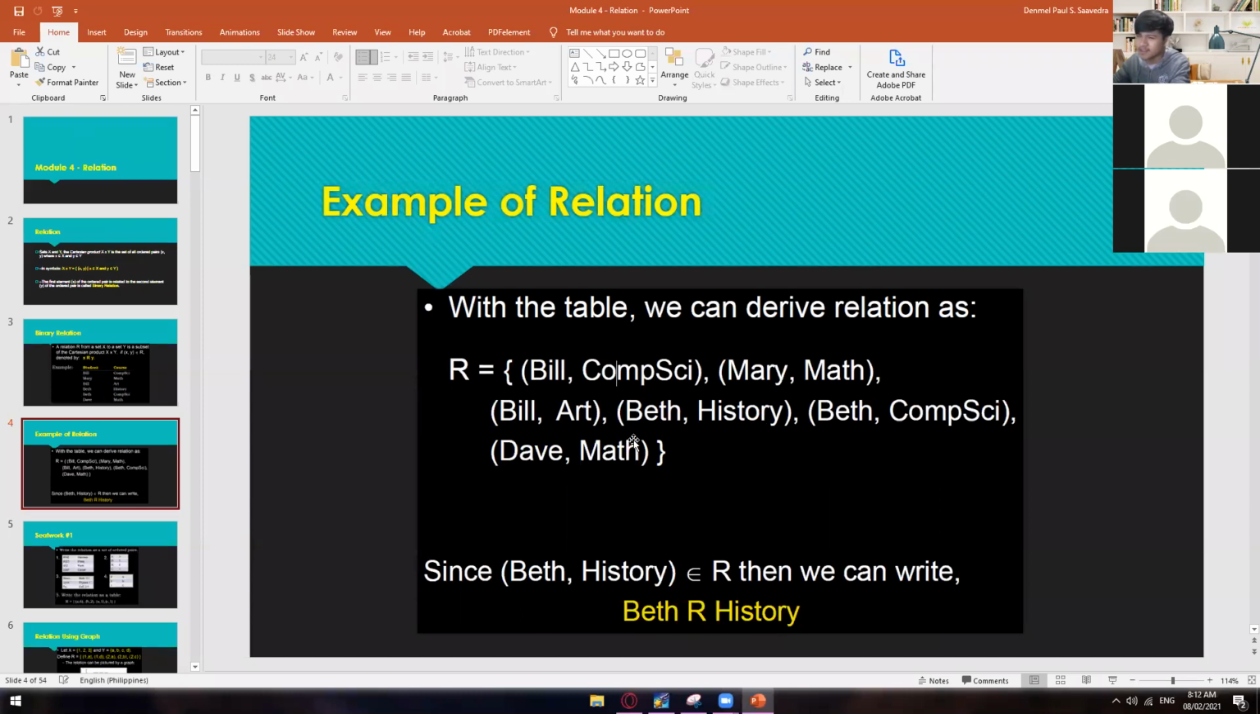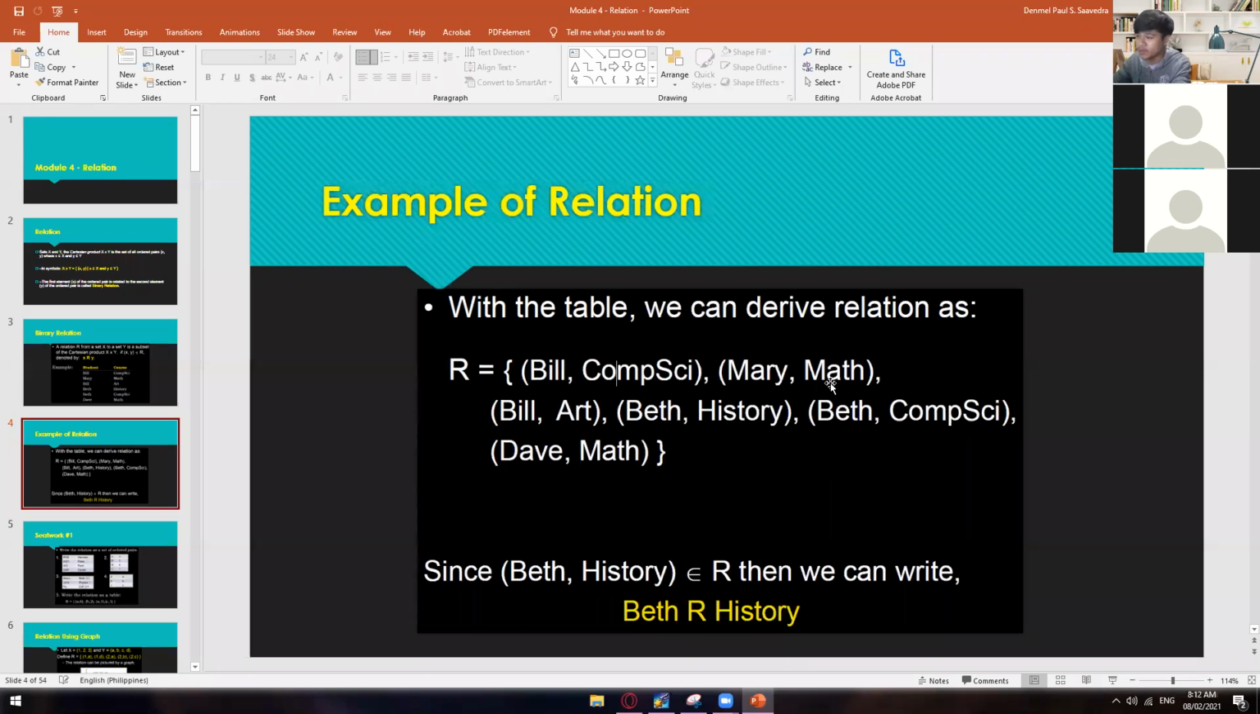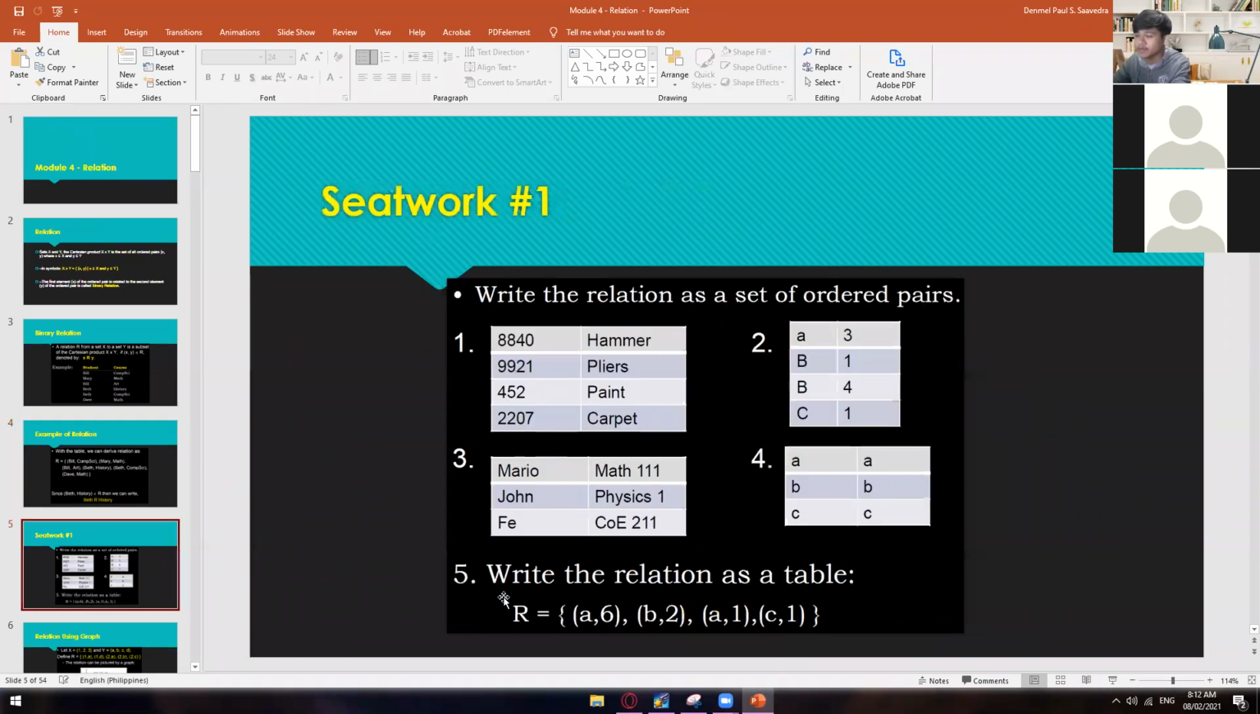Okay, alright. So this one is actually self-explanatory already. Anyway, this is like a bonus already. So you're going to have a seatwork, which is very similar with this one. We have four tables wherein you need to come up with an ordered pair, or binary relation, just like this. And then we have number five, which is the opposite of this one. So you have to come up with a table, from binary relation into a table. Are we good so far for seatwork number one? Yes, sir.